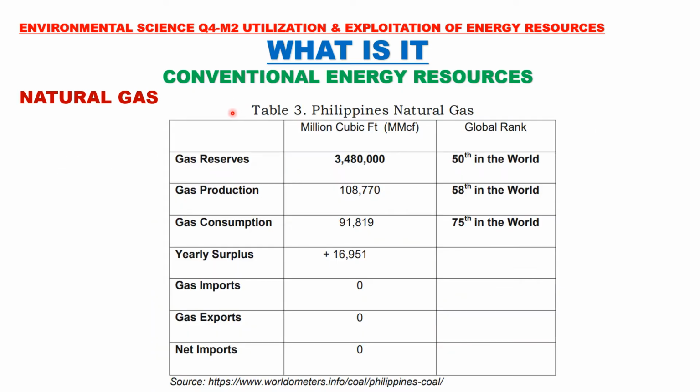Table 3 shows the Philippine natural gas status as of 2016. In terms of gas reserves, we are 50th in the world. In terms of gas production, we are 58th in the world. In terms of gas consumption, we are 75th in the world. So in the table, we can see that our gas production exceeds or is greater than our gas consumption. That is why we have a yearly surplus of positive 16,951 million cubic feet of natural gas.